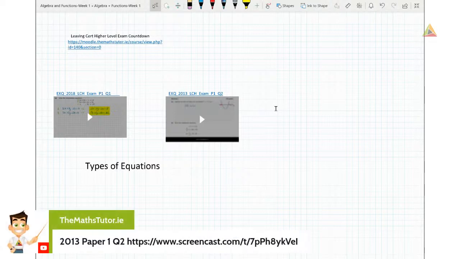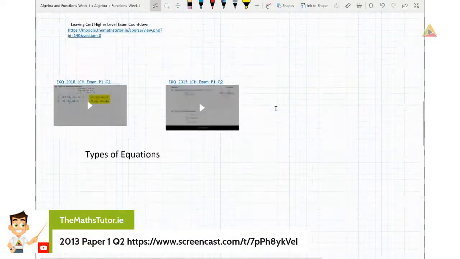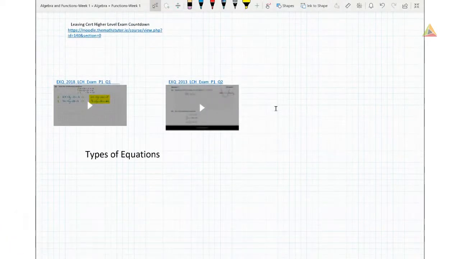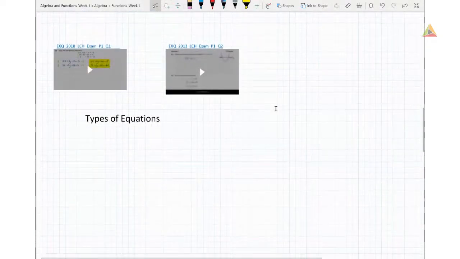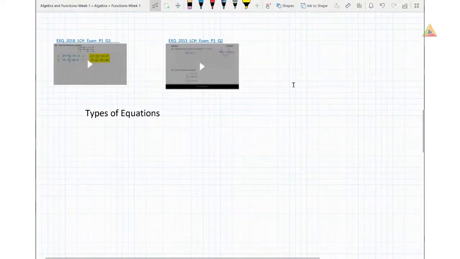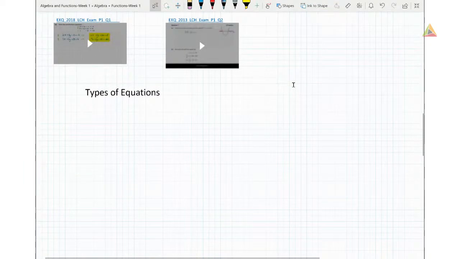Okay, so you will notice our first week is all about algebra and a little bit of functions in there too. So we're going to kick-start it. We're going to go straight in. I will come back to these exam questions later. We'll be having a look at one or two of them. But we're going to go straight in and talk a little bit about the different types of equations that we might be asked to solve in Leaving Cert higher level maths.